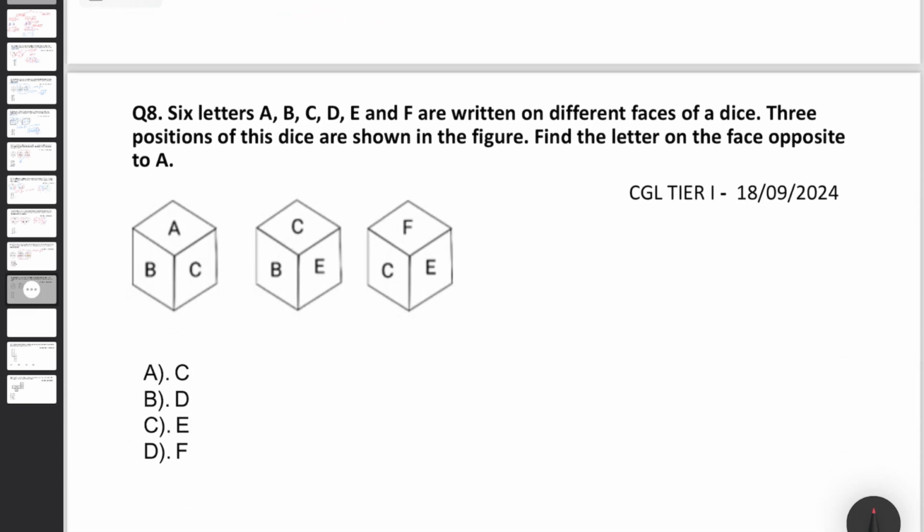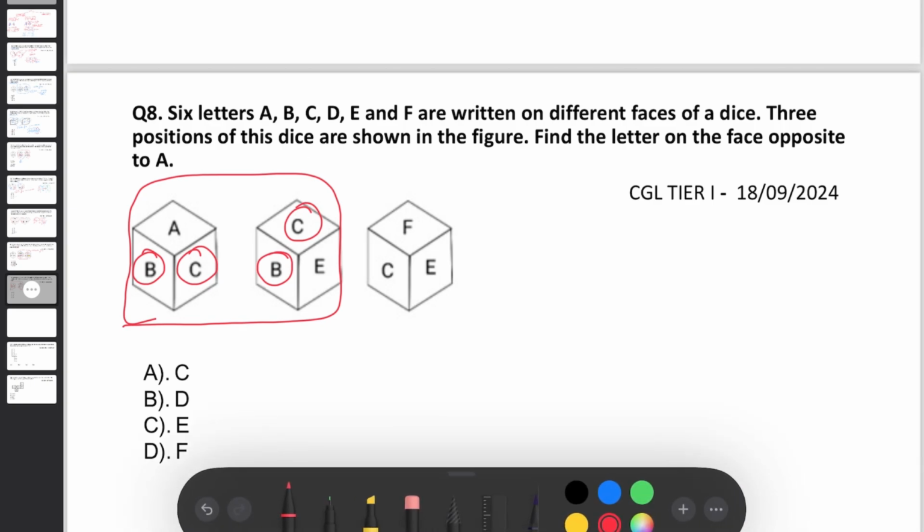6 letters A, B, C, D, E, and F are written on different faces of a dice. 3 positions of this dice are shown in the figure. Find the letters on the face opposite to A. Okay, let's pick this 2 as usual. B is here, B is here. C is here, C is here. That means 2 similar faces.